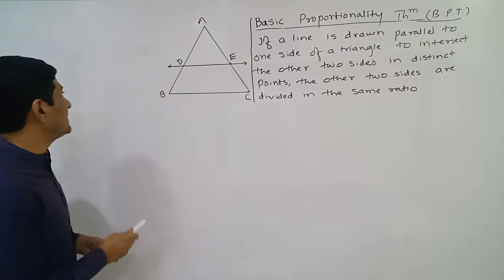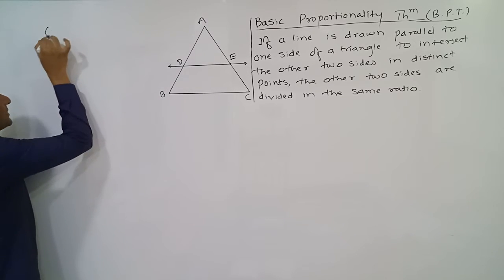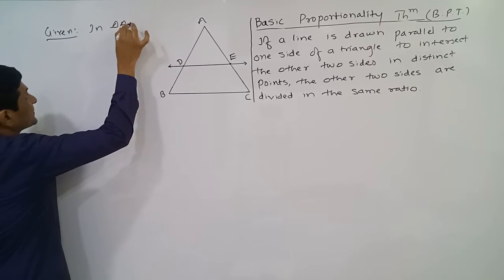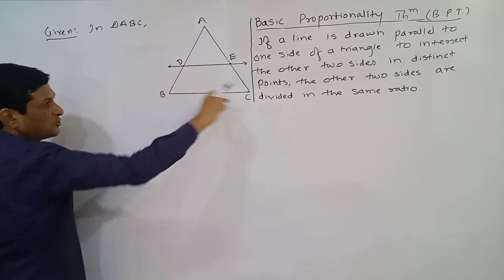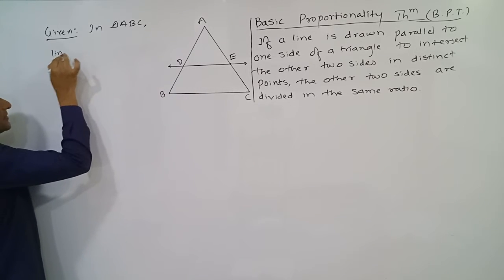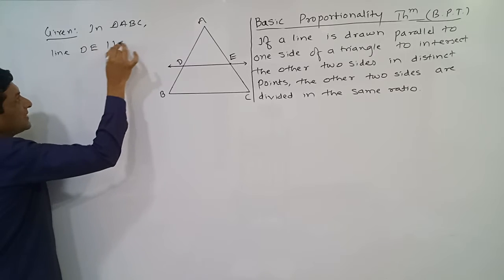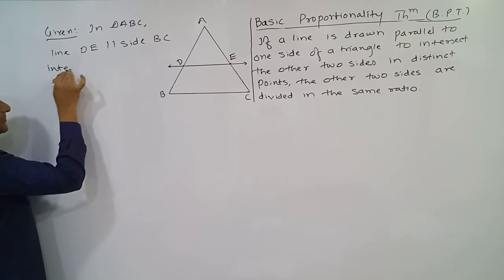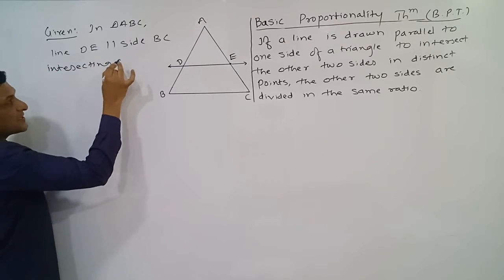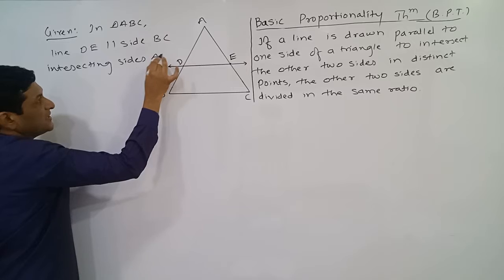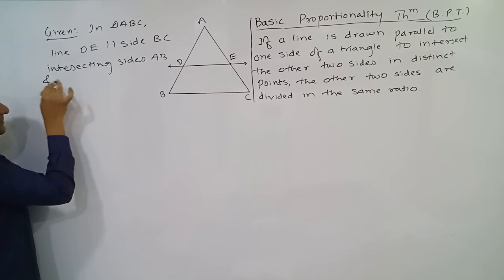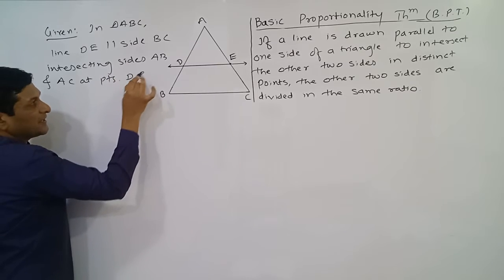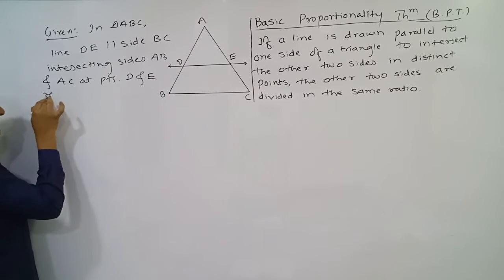So first write down the given condition. What is the given condition here? It is given to us that in this triangle ABC, one line is drawn parallel to one side of a triangle. So line DE is parallel to side BC, intersecting sides AB and AC at points D and E respectively.